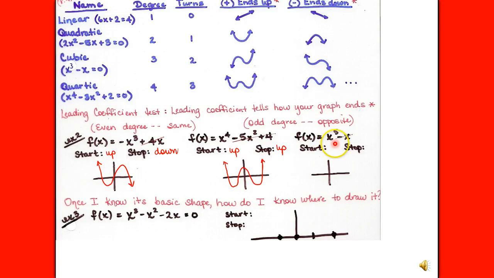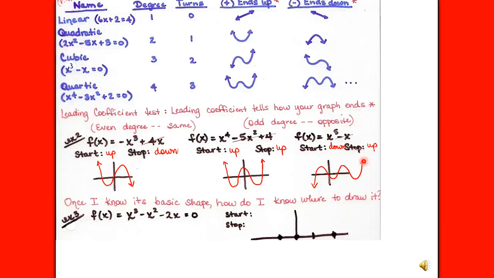For the next one, we've got x to the 5th minus x. So what's my leading coefficient? 1. Positive 1. So how's this going to stop? Up. What's its degree? So how's it going to start? Down, right. It was odd, so it's going to start and stop in different directions. And how many turns is it going to make? 4. So I could go through and I could say, okay, it's going to start down. I'm going to turn 1, 2, 3, 4 times, and I'm going to stop up. So I think that's what that looks like.